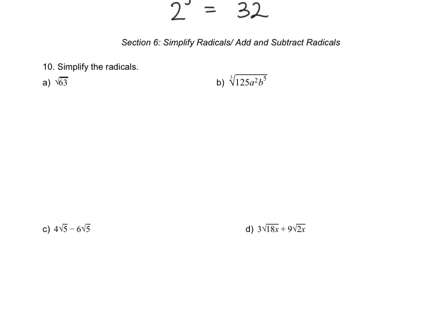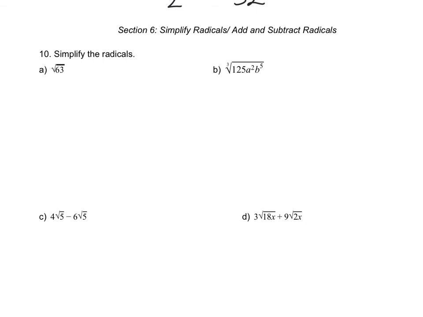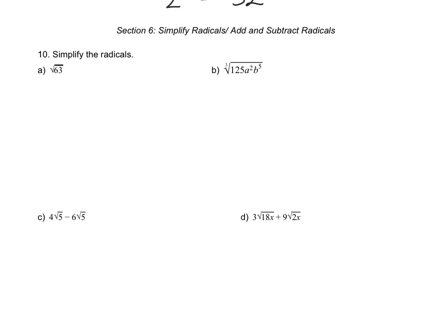Okay. So section 6, we looked at simplifying radicals and adding and subtracting. We also talked a little bit about multiplication. So when simplifying a radical, like in A, the square root of 63, we'll start breaking it down into 2 numbers that multiply to 63. So I know 63 can be divided by 3, so 3 and 21. And 21 is 3 times 7. And 7 is prime, so I can't break that down anymore.